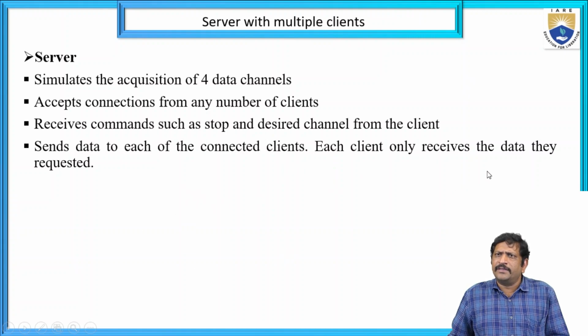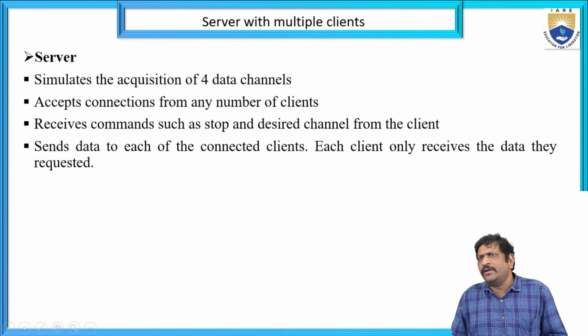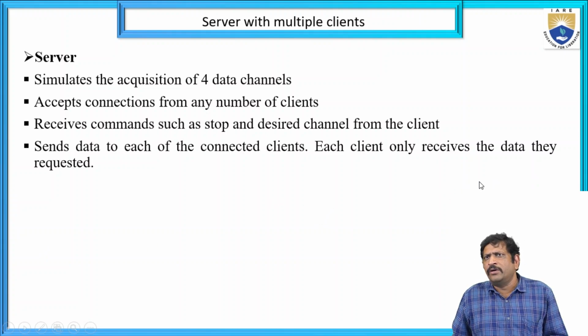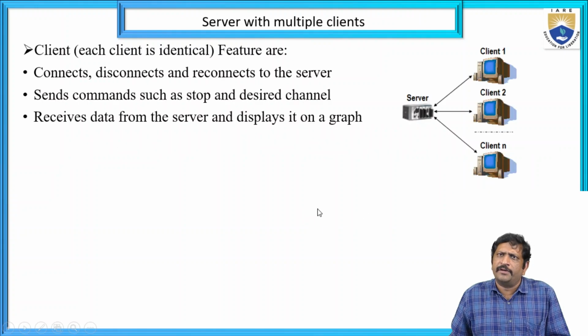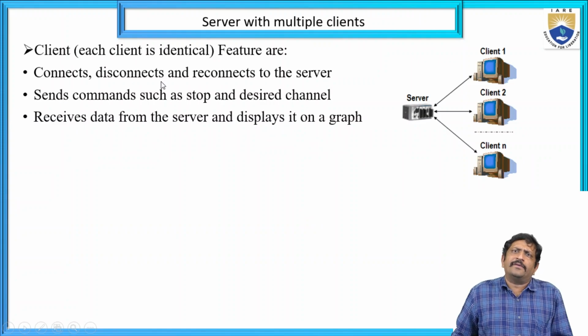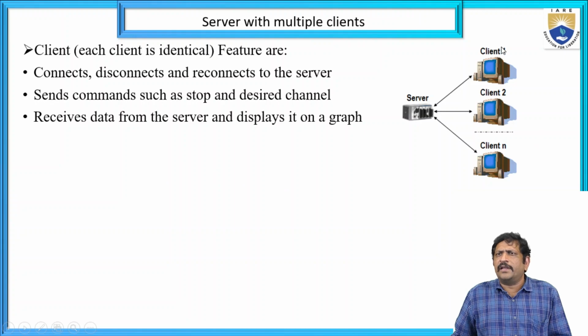Each of the clients receives the data they requested, along with an acknowledgement. And each client is identical here. Here the features are the number of clients: client 1, client 2, client 3. All clients are identical and communicate with a single server. So that's why we call it multiple clients on a server.